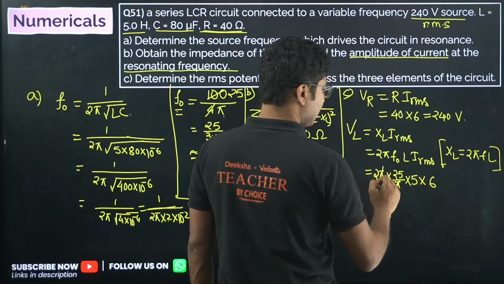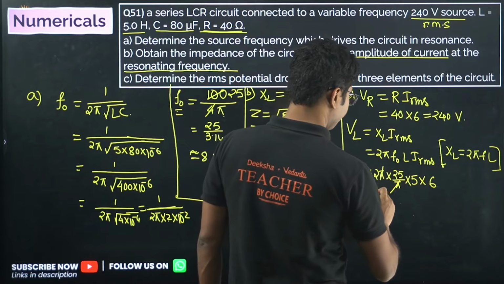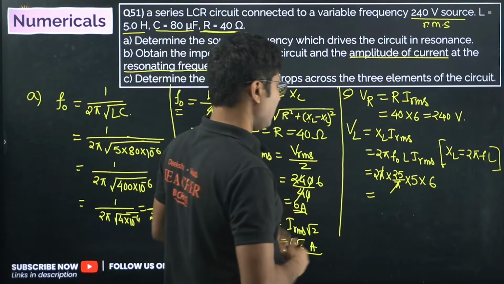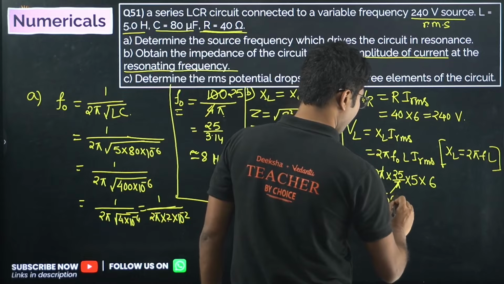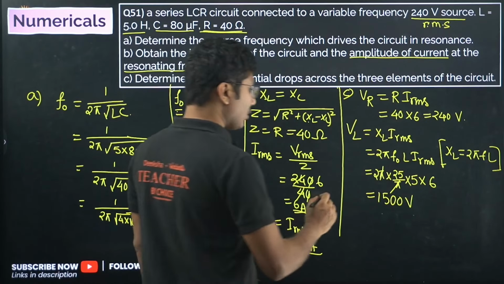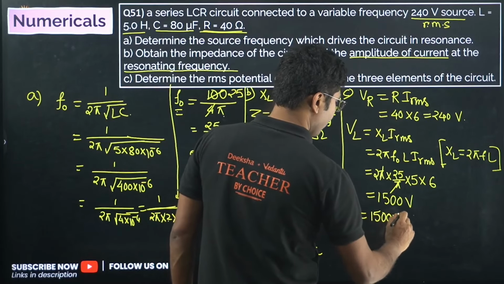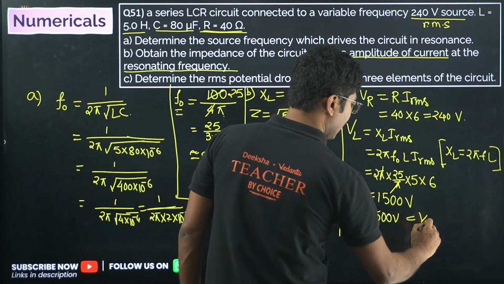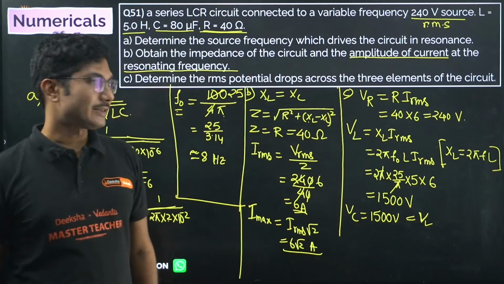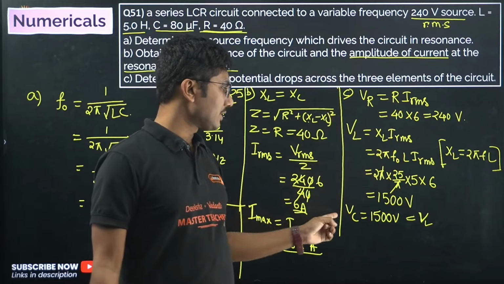So pi cancels. What we got? 5 into 6 is 30, 30 into 25, so it will be 1500 volt. Now at resonance, VL and VC are equal. So VC should also be 1500 volt because it is equal to VL. At resonance, the voltage drops across the capacitance and inductance are the same. So these are the RMS voltages across the resistance, across the inductance and across the capacitor.